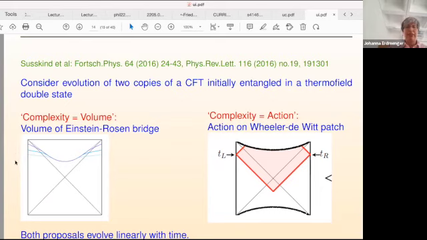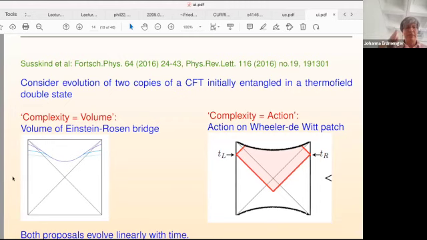Then, as Jonathan Bain explained yesterday, there's this EPR proposal that if these two theories are entangled in the so-called thermofield double state, then you consider the entangled states of these theories, and so you have two copies of the same theory with entangled states in this thermofield double. That was defined yesterday in Jonathan Bain's lecture.